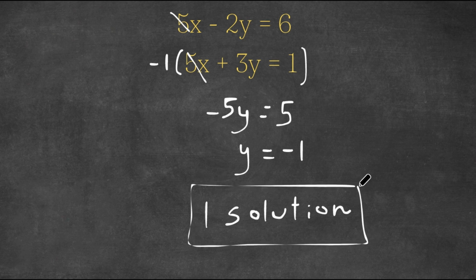And for a system of equations with two equations, there's always only either going to be no solution, an infinite amount of solutions, or one solution. So you can use the method I just used to find the number of solutions of a system of equations.